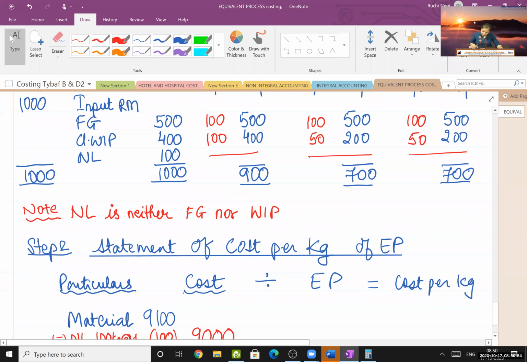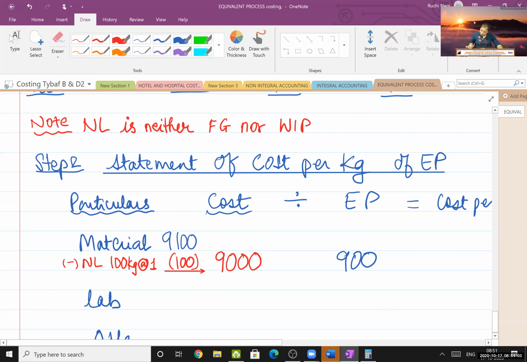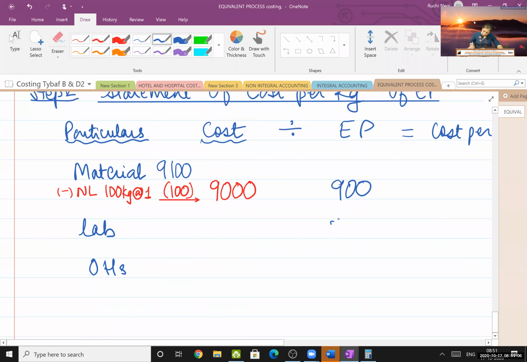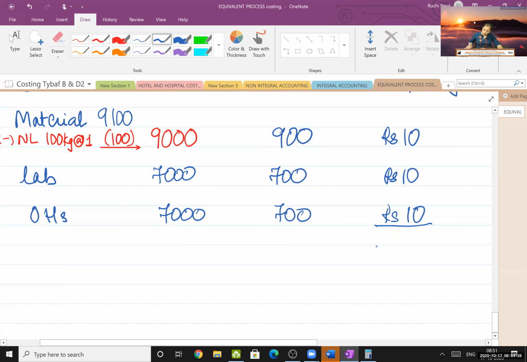What was my equivalent production of material? 900. So right here 900, and labor is how much? 700, and overheads is also 700. Cost incurred for labor is 7,000. Overheads is 7,000. Divided, 9,000 divided by 900 is how much? 10 rupees. See, in all the cases you will get the same thing. What is your total cost? 30. The same example we had taken last lecture, in that also the answer was 30, correct?